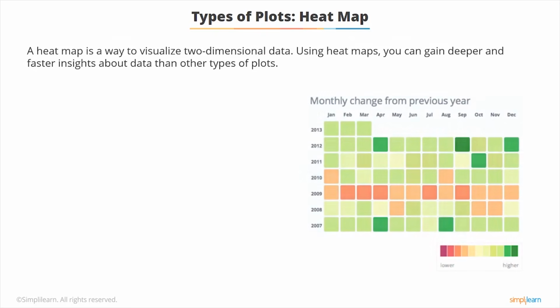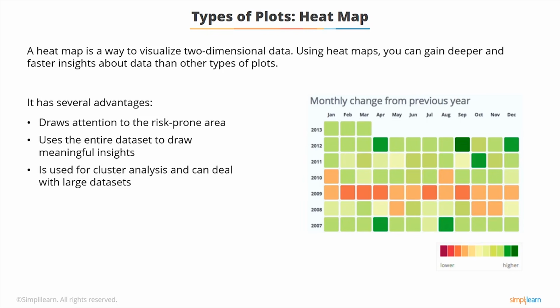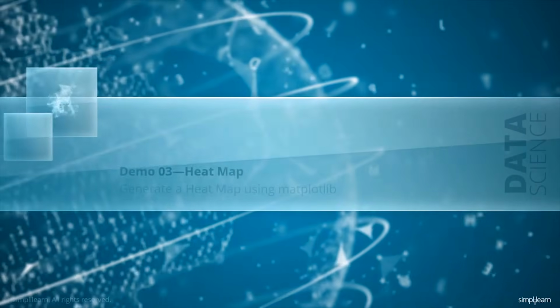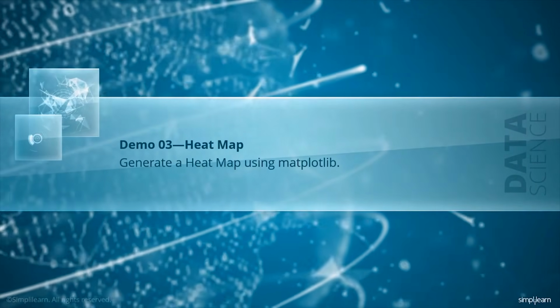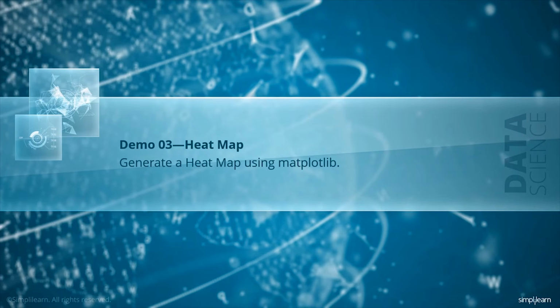Heat maps. A heat map is a better way to visualize two-dimensional data. Using heat maps, you can gain deeper and quicker insight into data than those afforded by other types of plots. It has several advantages. It draws attention to the risk-prone area. It uses the entire dataset to draw bigger and more meaningful insights. It's used for cluster analysis and can deal with large datasets. In this demonstration, you'll learn how to generate a heat map for a dataset using Matplotlib.